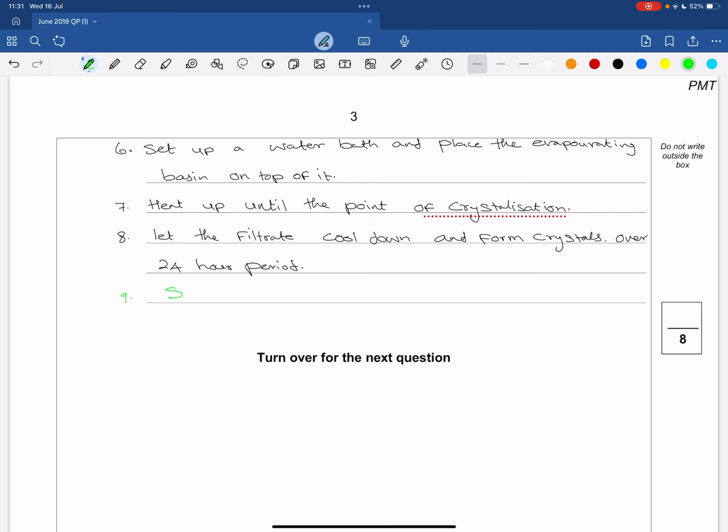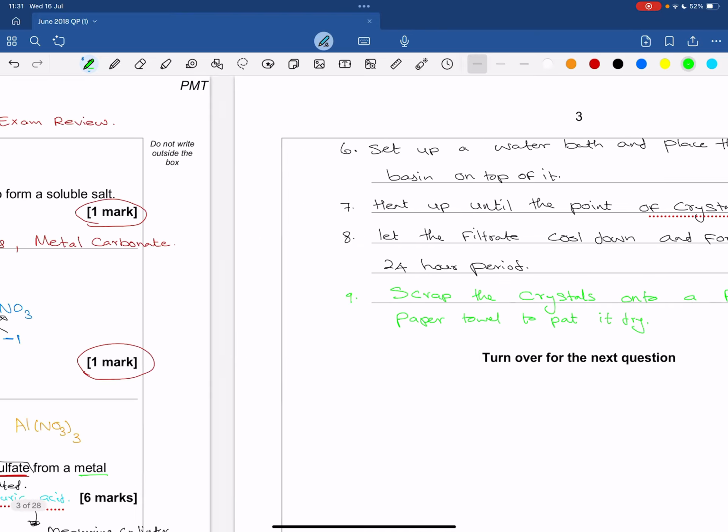So scrape the crystals onto a filter paper or paper towel to pat it dry. So this is the logical sequential method.